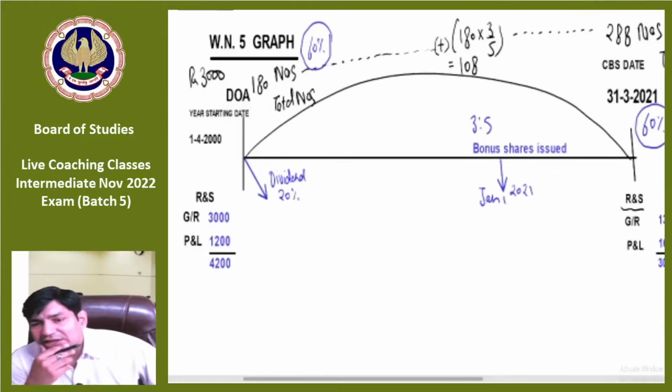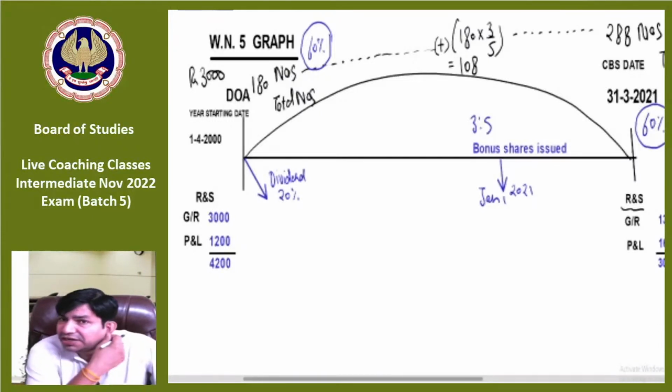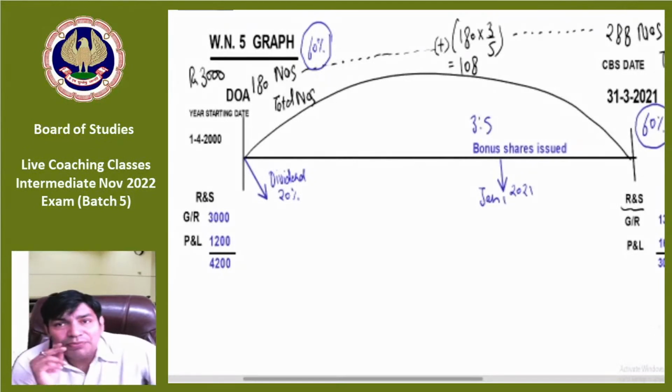So can we find the total number of shares on the starting date? We need the opening capital, because on the total capital we have to calculate the dividend. How will the dividend be calculated if the capital of 1st April is not there? So we have to find out the total number of shares also.